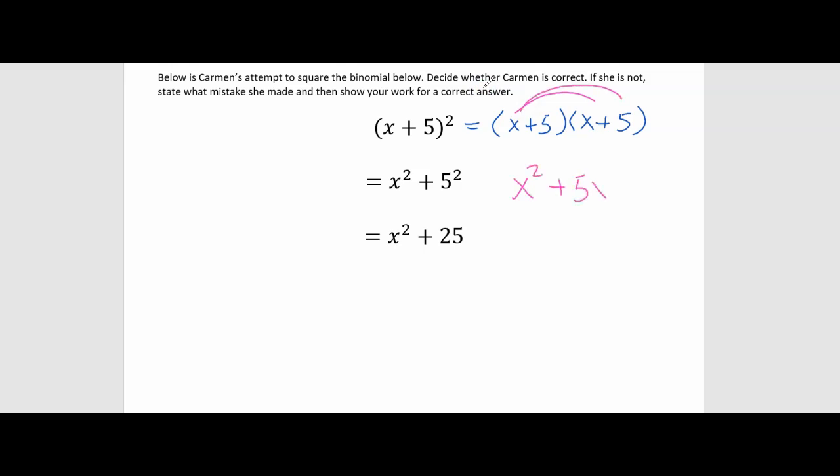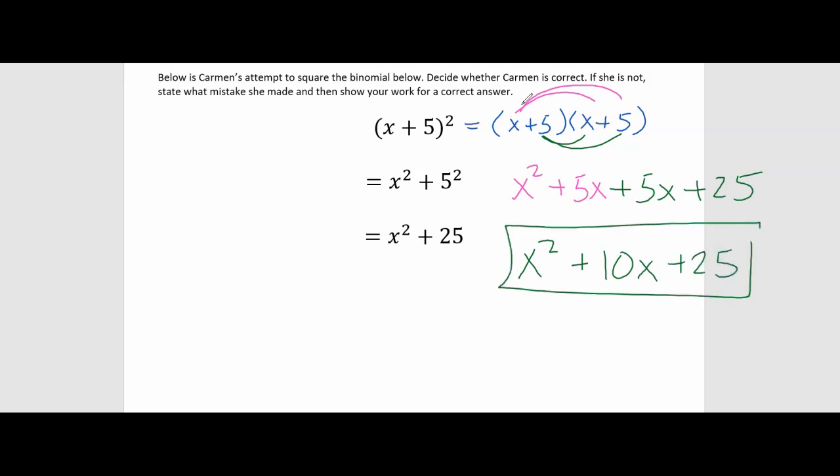And if we go through and do this distributing, well, I get x squared plus 5x. Then I have 2 more to do. I have plus 5x again, and I have plus 25. If I go ahead and combine my like terms, I'm going to get x squared plus 10x plus 25. So this is the correct answer here.